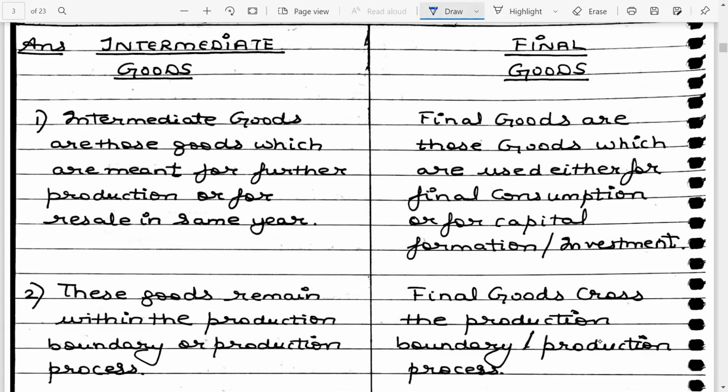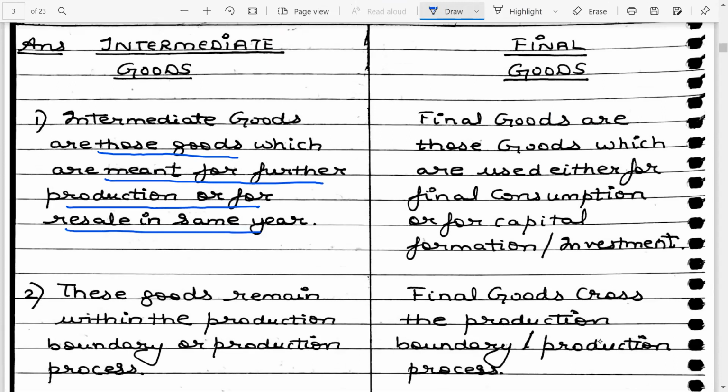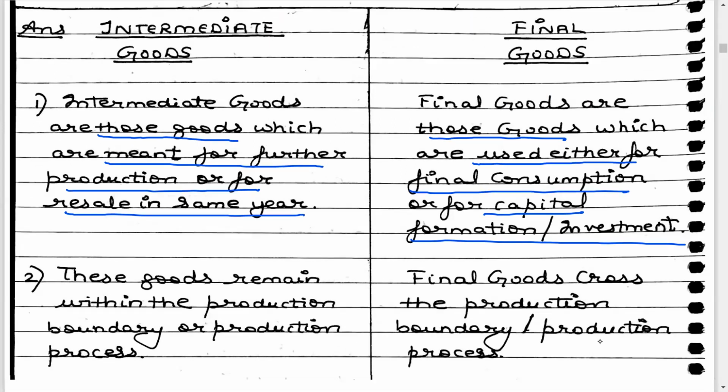So intermediate goods are those goods which are meant for further production or for resale in the same year. Final goods are those goods which are used either for final consumption or for capital formation or investment. Now, investment is also called capital formation. This is the first point of difference between intermediate and final goods.